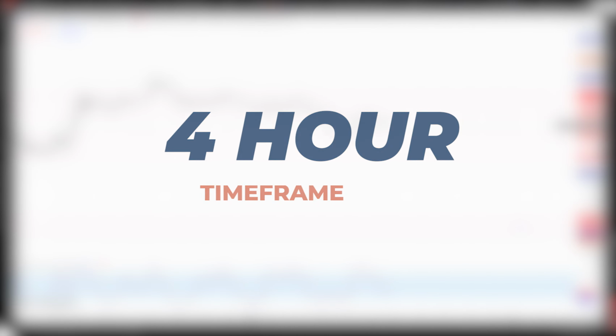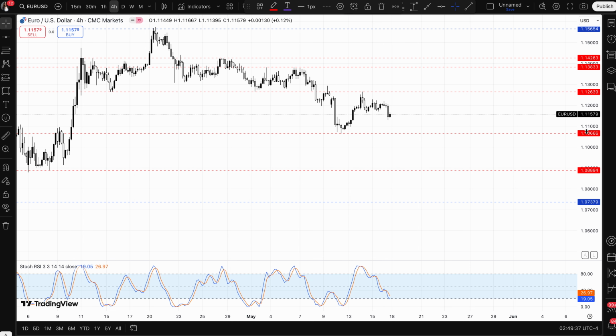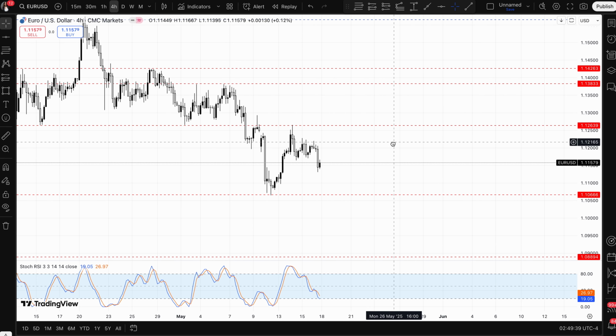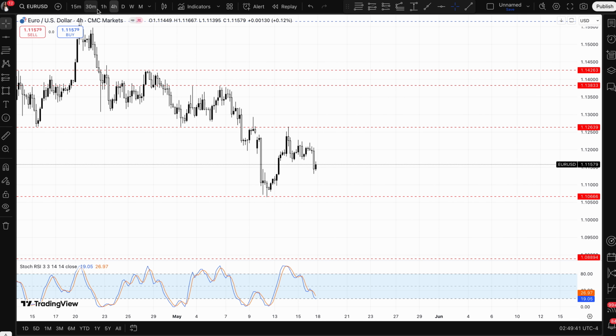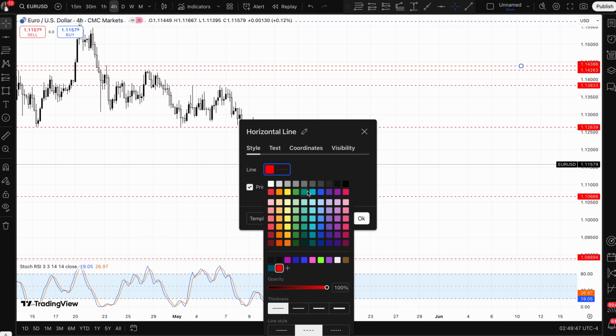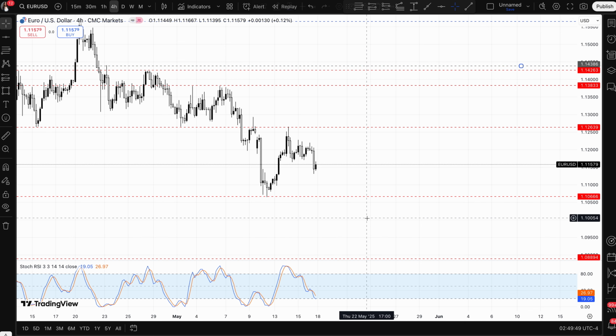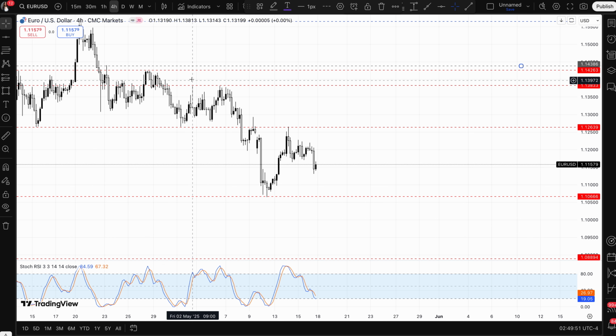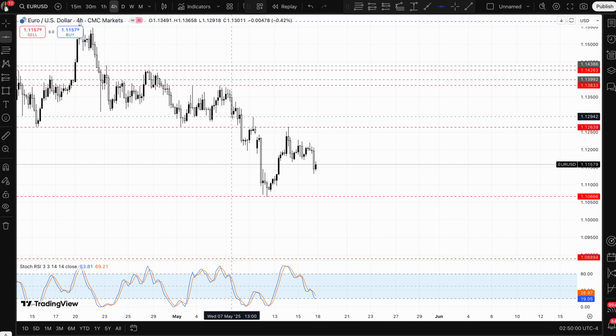And I'm gonna go down to the 4 hour. And I'm gonna do the same thing again. Pretty boring, right? So I'm gonna grab this. This is a low. I'm gonna turn this to my 4 hour color, which is a gray, and I'm just looking for more highs. So this would be considered a high. This would also be considered a high.